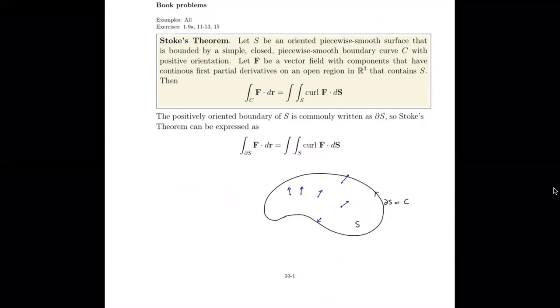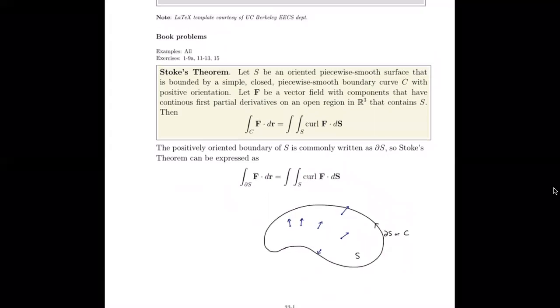So let's look at the details of this now that I've emphasized at least what it's related to and what the geometry is. If we let S be an oriented piecewise smooth surface, and that's more or less what I've drawn below and looked at already, it's bounded by a simple closed piecewise smooth boundary curve C. Again, we see that we have boundary curve C drawn and labeled here, or labeled also as boundary S, the alternative notation. And it has positive orientation. We're moving counterclockwise as we look at it.